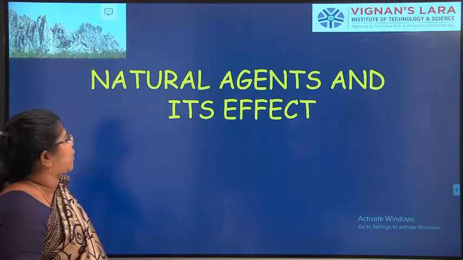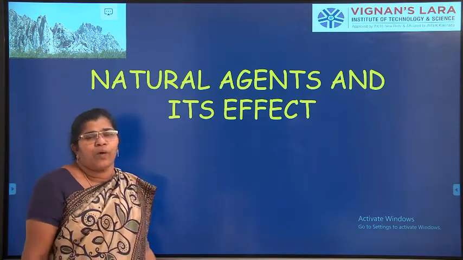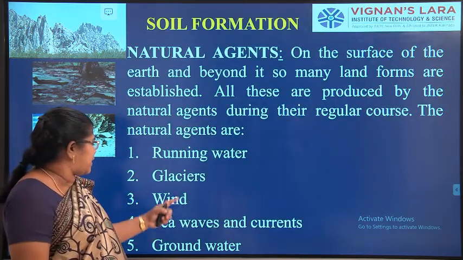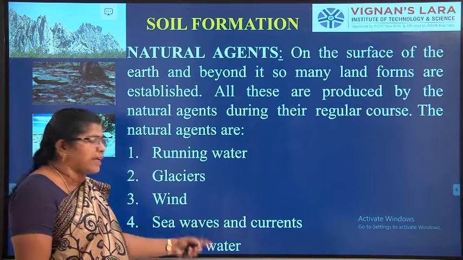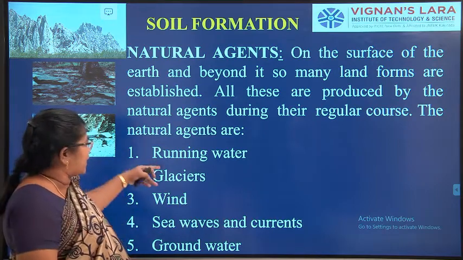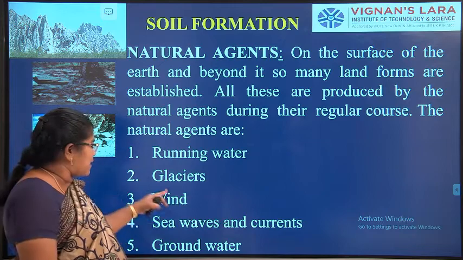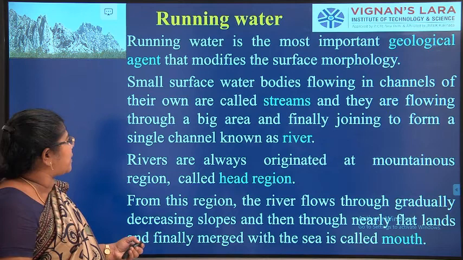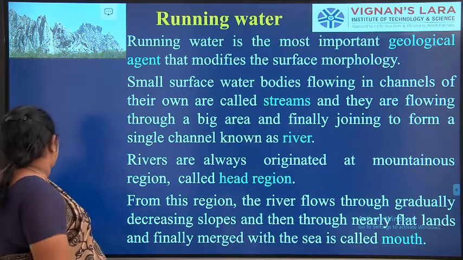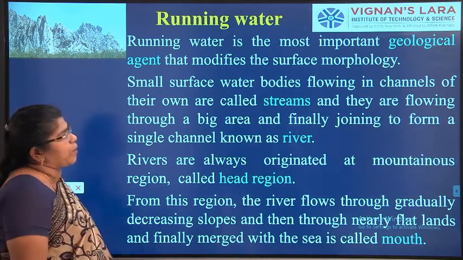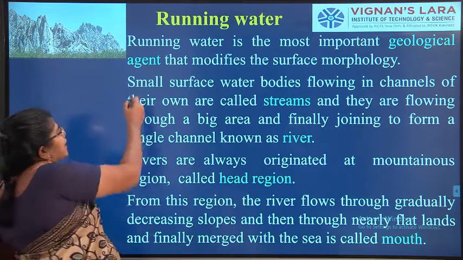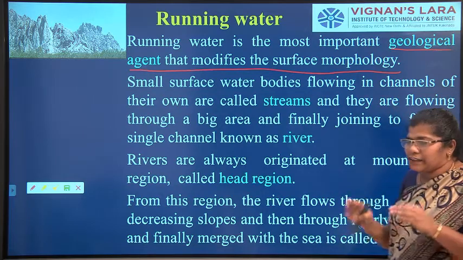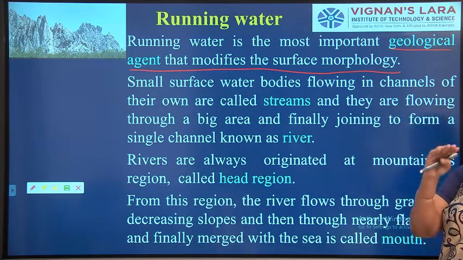Now we will see what the natural agents are. Yesterday I told you what the natural agents are. Can you remember? One is running water, glaciers, wind, sea waves, current and groundwater. In this class we will see about running water, and in the subsequent classes we will see the others. So first, running water. It is the geological agent that modifies the surface morphology.